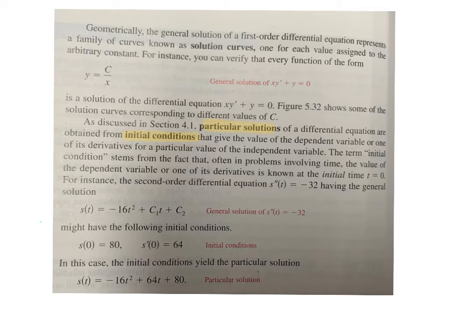They use acceleration here as an example. And so you'll remember when we did acceleration problems, acceleration of negative 32, you took the antiderivative and you got negative 32t plus some constant c. Then you took the antiderivative again, and you got negative 16t squared plus a constant times that t plus some other constant.